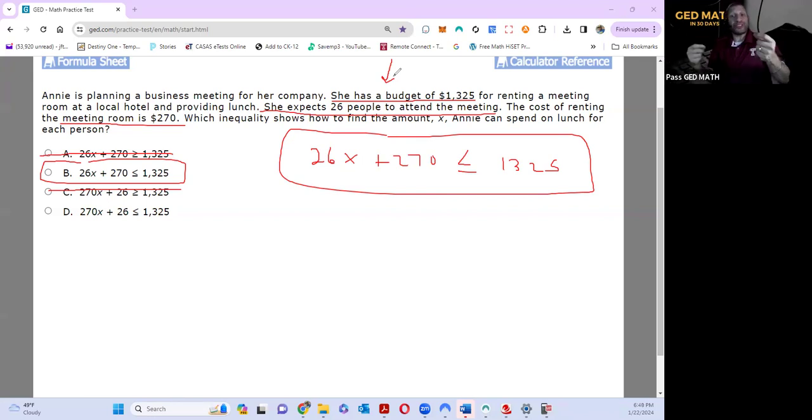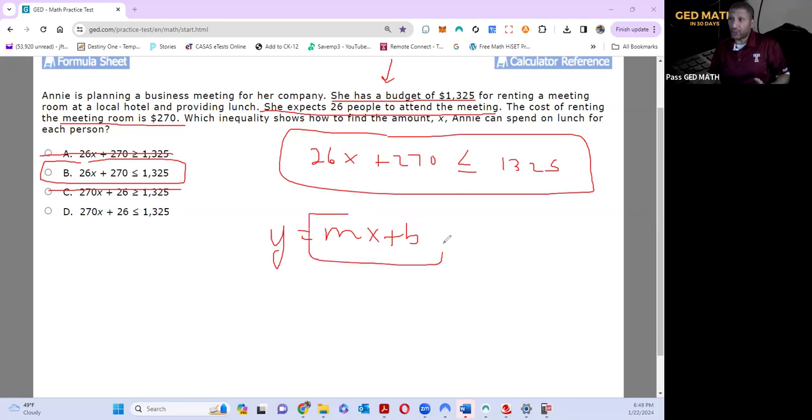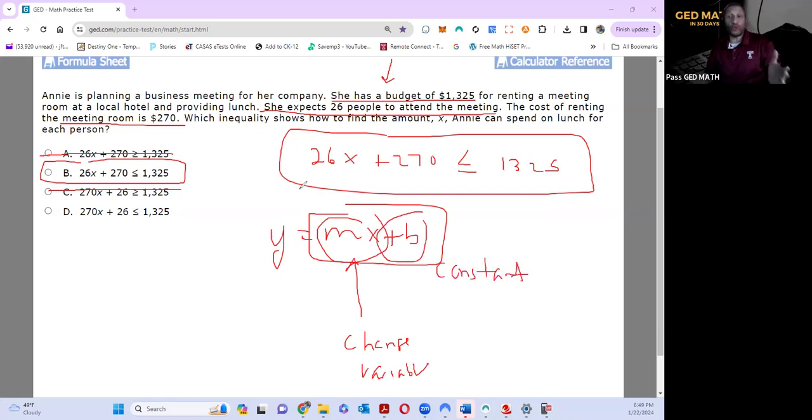Then identify what's constant. Remember, y equals mx plus b. In this case, this is an equation, not an inequality, but this is what's important here. This is your term that's going to change. This is variable. This term is not going to change. It's your constant. The 270 is not going to change no matter how many people come to this lunch. The room costs 270. Another problem you should be able to get. If you don't, make sure you watch this carefully to understand these types of problems.